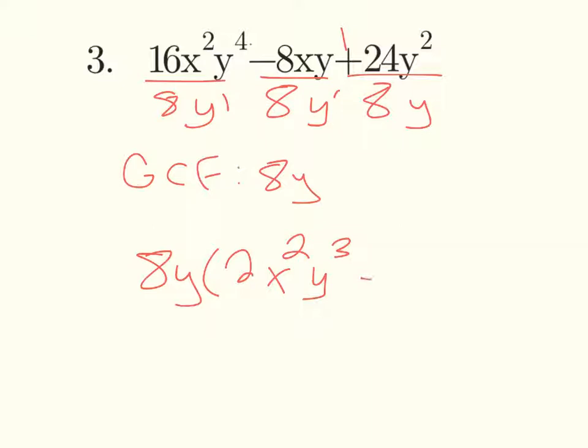Okay, middle term. The negative stays. Well, 8's are gone. My y's are gone, because I take all of them away. Left with x. And then our final one here. 24 divided by 8, that's going to be 3. I take a single y out of 2y, so that's just a single y left. And there's my factored form.